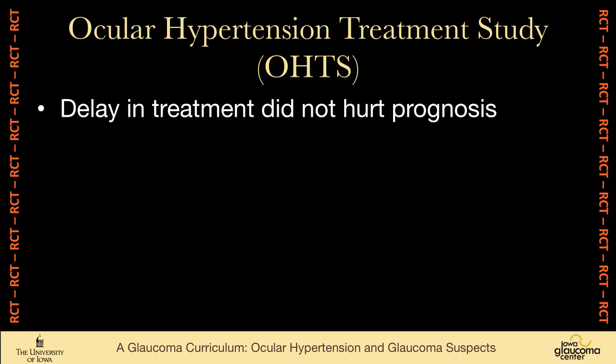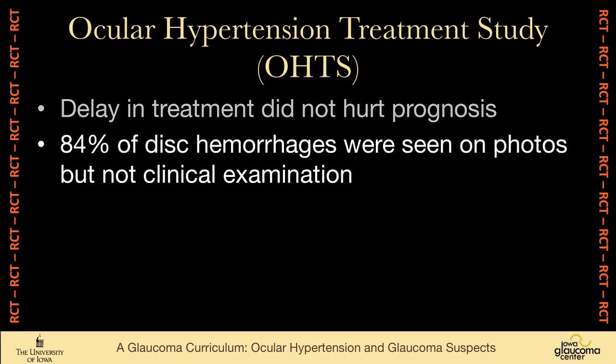They found that a delay in treatment did not hurt the prognosis for patients who are ocular hypertensive. So if we started the therapy later, they still seem to do as well. 84% of disc hemorrhages were seen on photos but not clinical exam. Really kind of a startling number to me, that really experienced examiners would look at optic nerves and not see a disc hemorrhage, but they would be discovered later on photos.